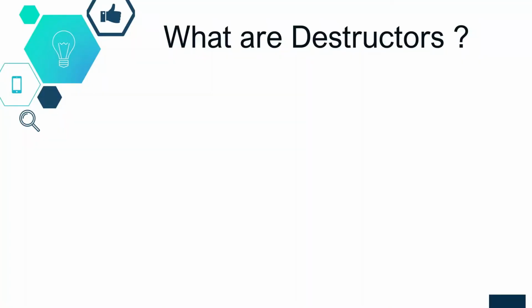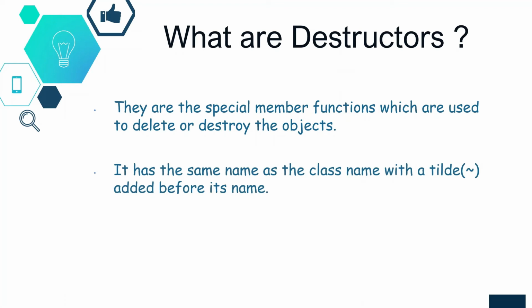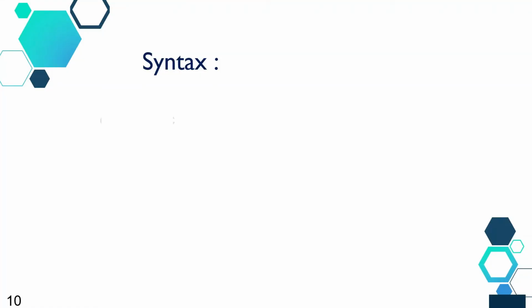Now let us see what destructors are. Destructors are special member functions which are used to delete or destroy the objects. The constructors are used to create the objects, while the destructors are used to destroy the objects. It has the same name as the class name, but unlike a constructor, it has a tilde sign added before its name. They are called when the object goes out of the scope. Out of the scope means either the end of the function or end of the program, or when we use the delete operator. Now let us see its syntax.